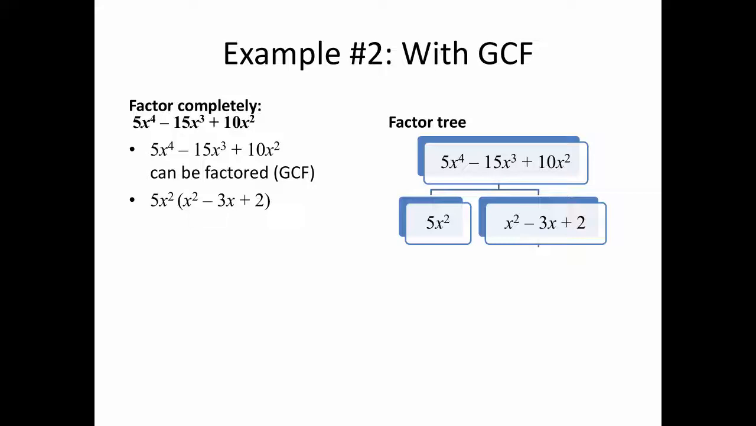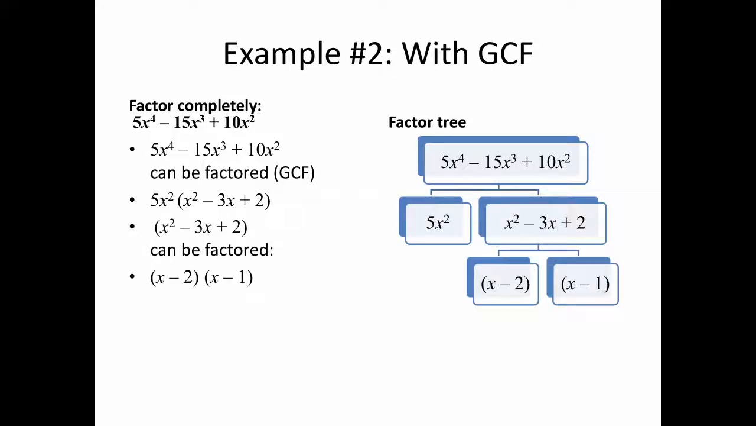Now we look at the remaining two factors to see if they can be factored. And we notice that x squared minus 3x plus 2 can be factored into x minus 2 times x minus 1. Now x minus 2 and x minus 1 are fully factored. 5x squared cannot be factored anymore. So now we see that our result of fully factoring 5x to the fourth minus 15x cubed plus 10x squared is 5x squared times x minus 2 times x minus 1.